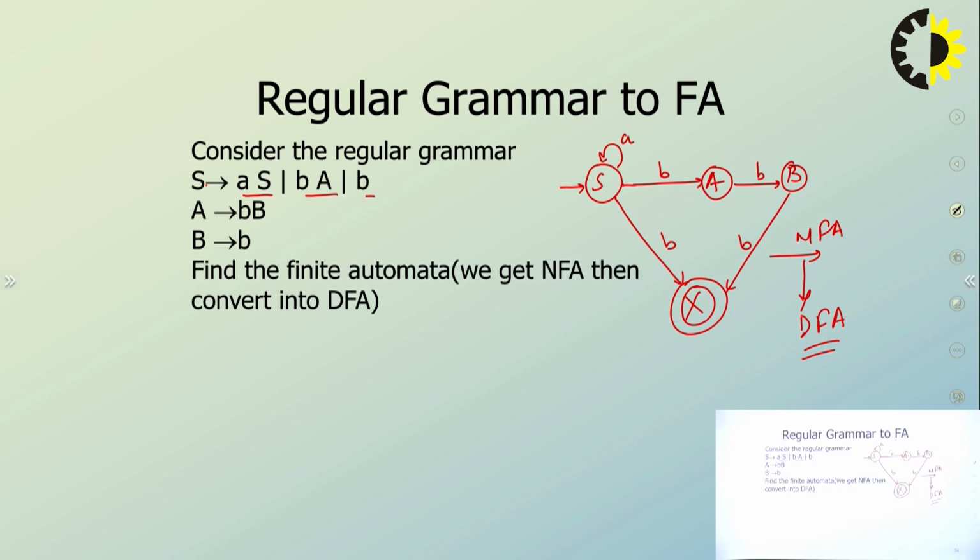So this is very easy. Remember that if you are converting regular grammar to finite automata, you will get an NFA, you will not get a DFA. And remember this kind of production, S to B, where you only get a terminal, all will lead to the final state, which is not currently in the list.